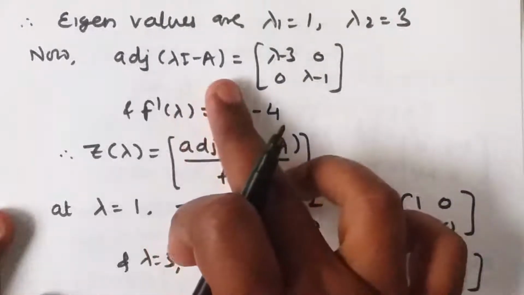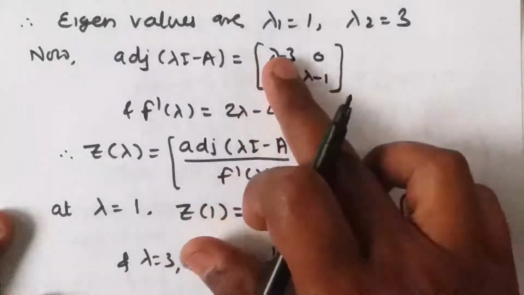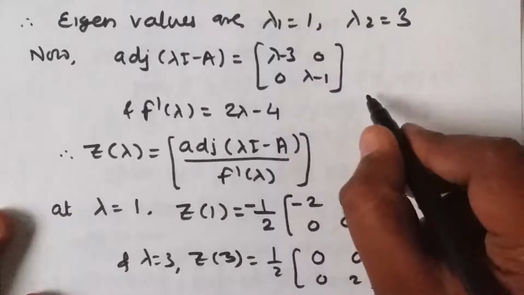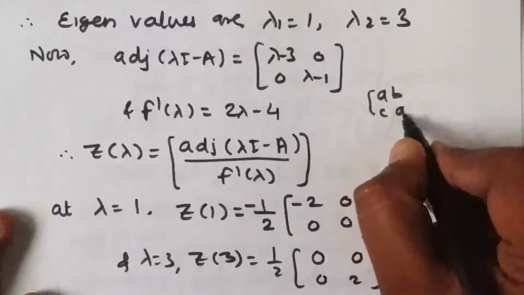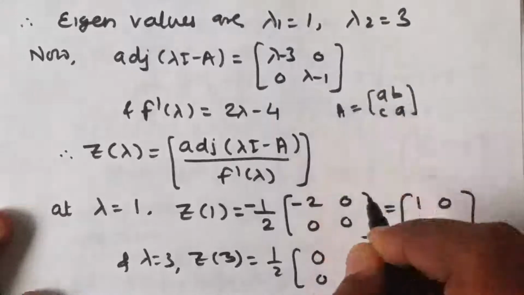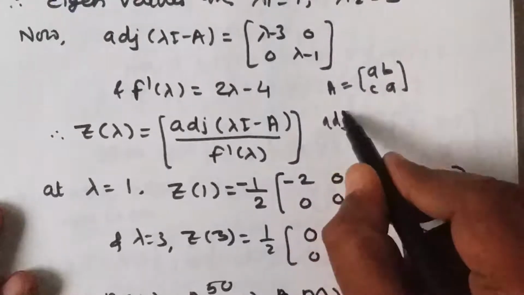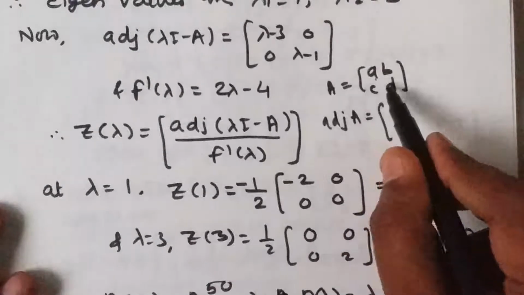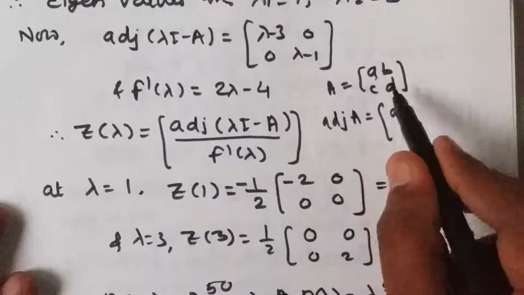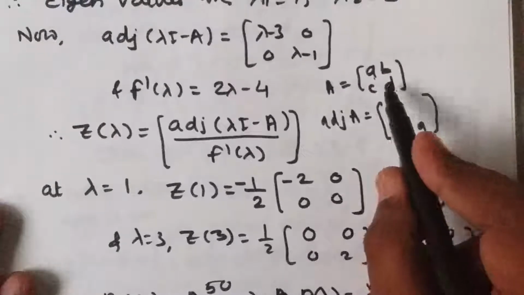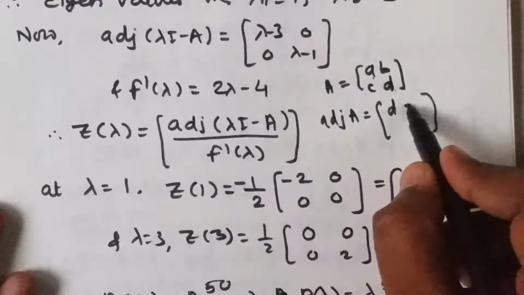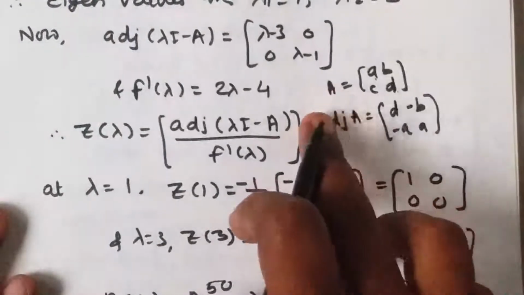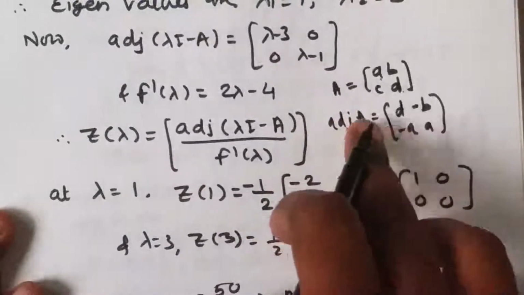Now adjoint of lambda I minus A: lambda I minus A is what? Adjoint is lambda minus 3, 0, 0, lambda minus 1. How do we calculate the adjoint of a 2 by 2 matrix? If A, B, C, D is my matrix, then adjoint of A, how do we calculate? We interchange the diagonal entries. We take D here and A here. This is the first thing. And then the non-diagonal entries, we make them negative. So this is how you can obtain the adjoint of a 2 by 2 matrix. It is easy to calculate.